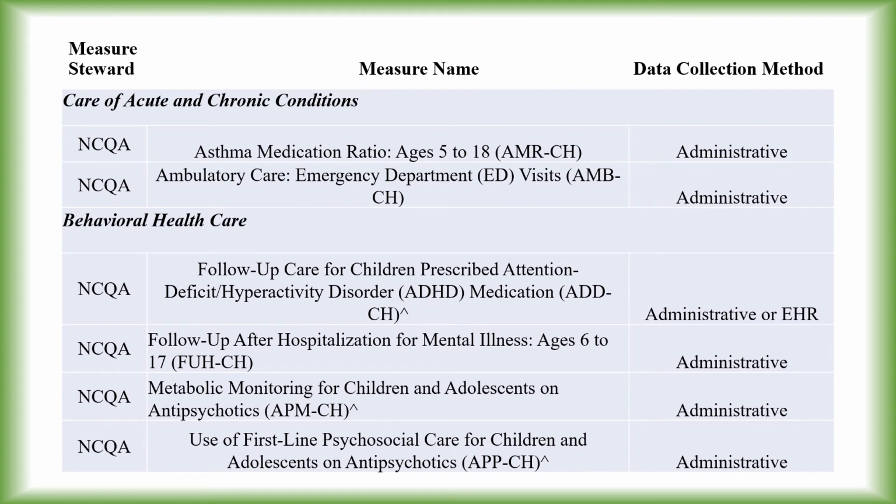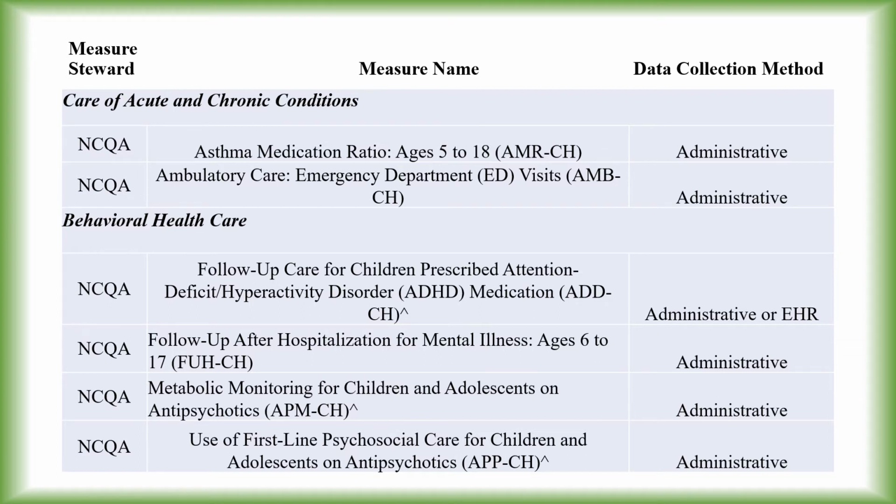There are two categories on this slide. First is care of acute and chronic conditions. The first measure in this category is asthma medication ratio, ages 5 to 18. NCQA is the measure steward. Administrative is the data collection method. Ambulatory care, emergency department visits, the measure steward is NCQA, and the data collection method is administrative.